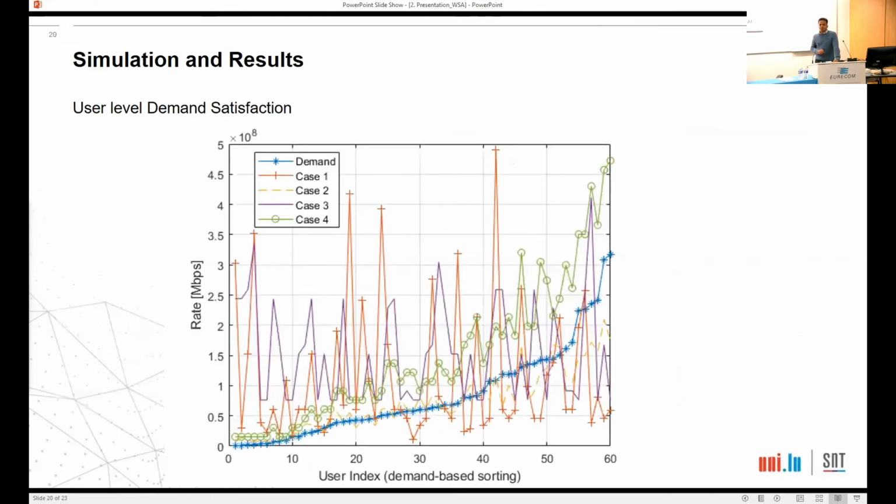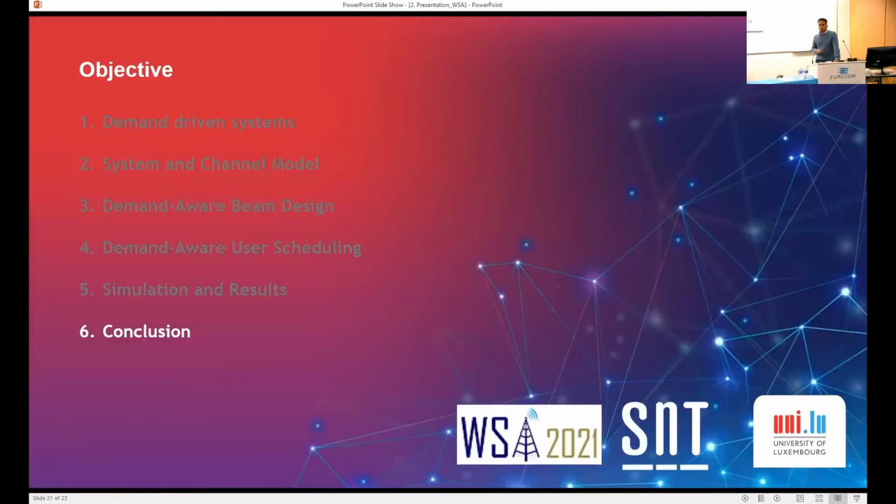And at the user level, you can see the green curve, which is case 4, outperforms all the other 3 cases. So it's convenient to say that using demand-driven adaptability at both user scheduling and beam design performs well. So that's pretty much the end of the presentation today.